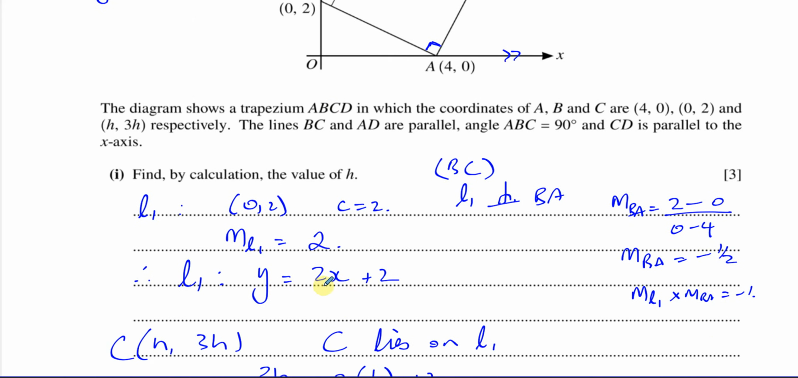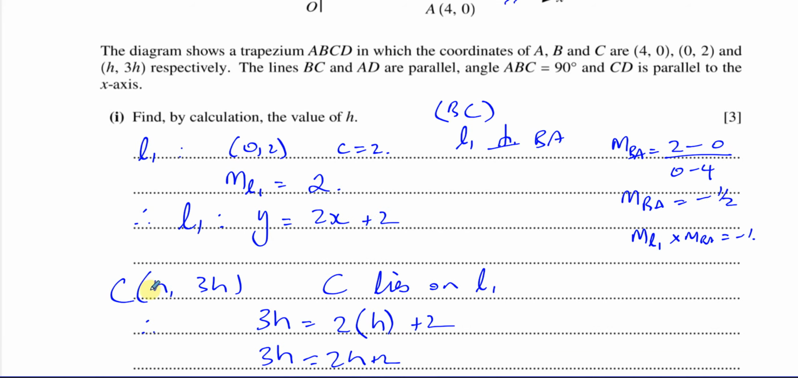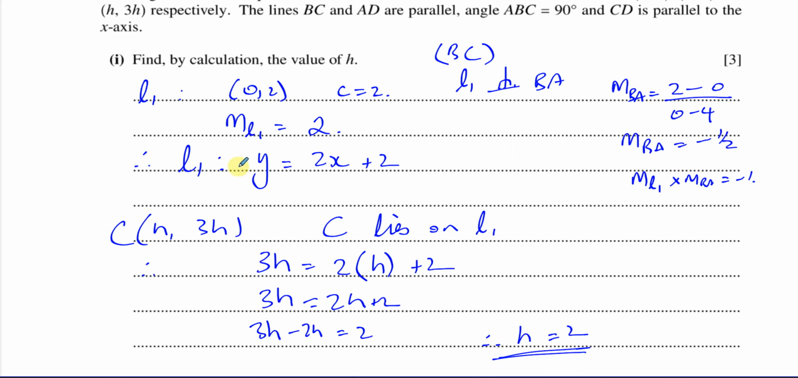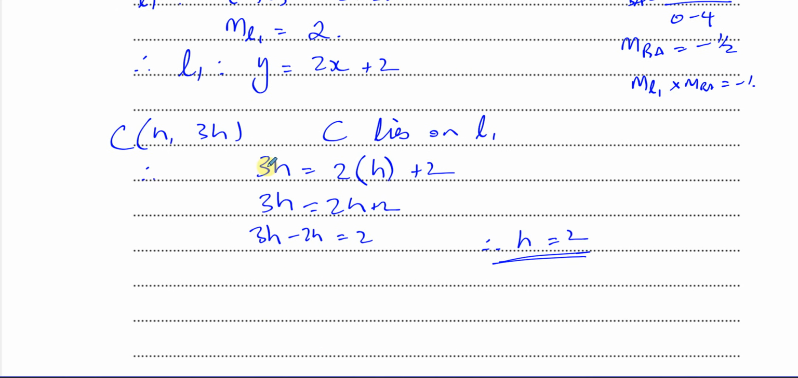And we know that the point on line 1 that we have is the y-intercept, so we can just straight away put it into y equals mx plus c, y equals 2x plus 2, and then substitute the values of x and y in terms of h inside the equation of this line, because it lies on the line, and thereby we found h is 2. That was the first part.